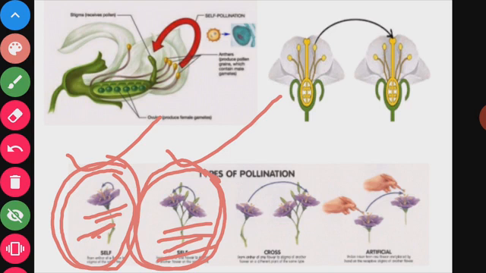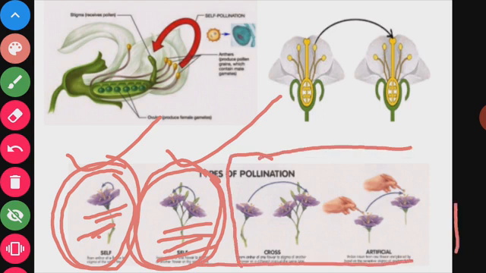Okay, now what is cross-pollination? In this kind of pollination, the pollen grains from one flower are transferred to the stigma of another flower. But in cross-pollination the plants are different. You have to remember that in cross-pollination the plant is different. In self-pollination the plant is the same, only one plant. Maybe flowers are different but the plant is only one.